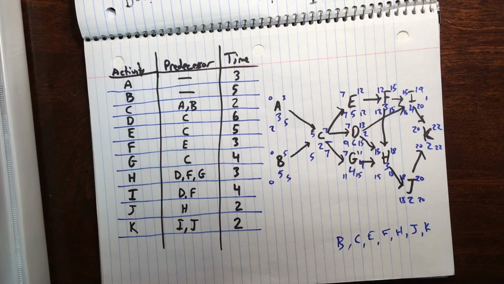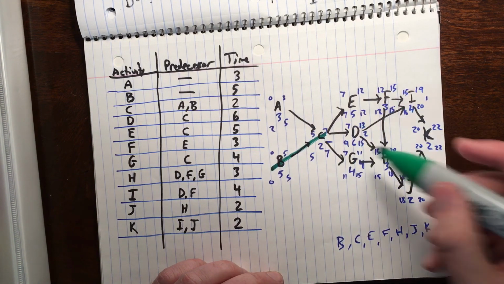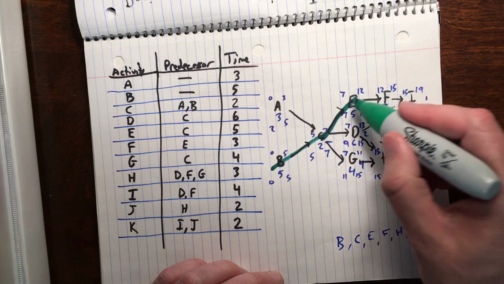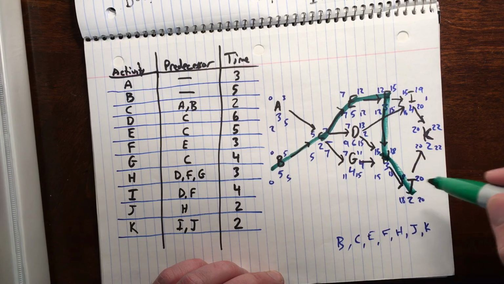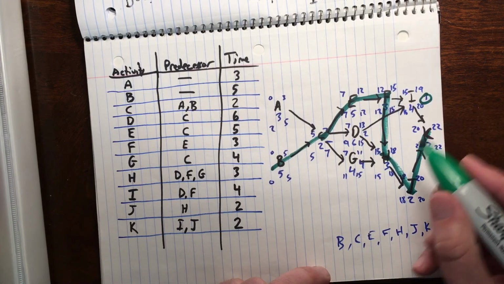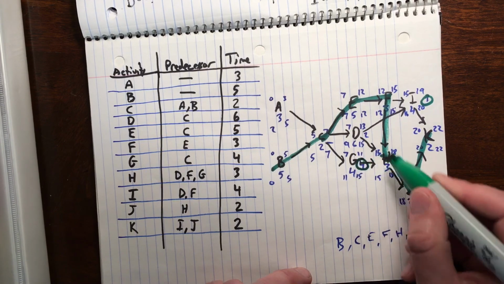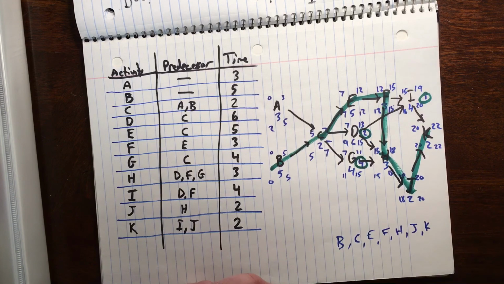Our critical path on this one, following all of our 0 slack times, is from B to C, up to E, over to F, down to H, down to J, over to K. Everything else has slack time of one amount or another.